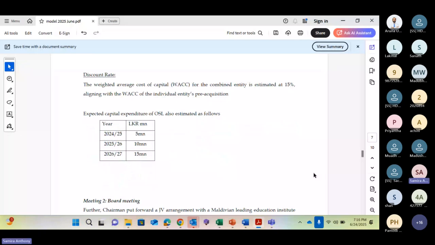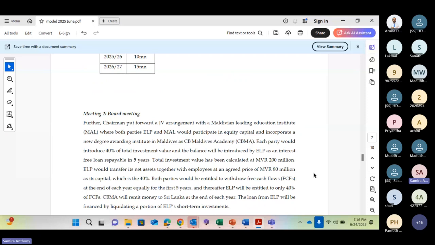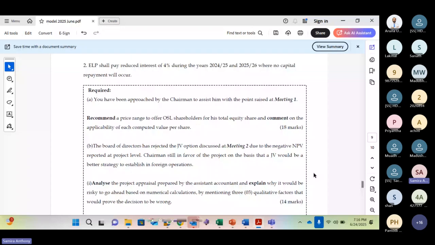Then there is meeting 2. Let's read the question. Point raised at meeting 1: recommend a price range to offer the OSL shareholder for his total equity share and comment on each computed value per share. The JV option discussed in meeting 2 is due to negative NPV reported. That is the second meeting, so let's keep it aside.